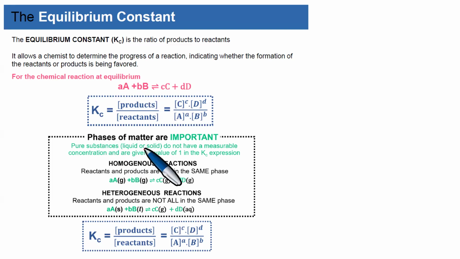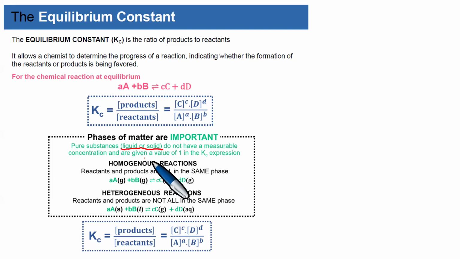There are phases of matter, and phases of matter are important. Because now we speak about the phases of matter, we do not include all of them in the Kc calculation. So which phases do we include? Pure substances, which are liquid or solid, do not have a measurable concentration and are given a value of 1 in the Kc expression.